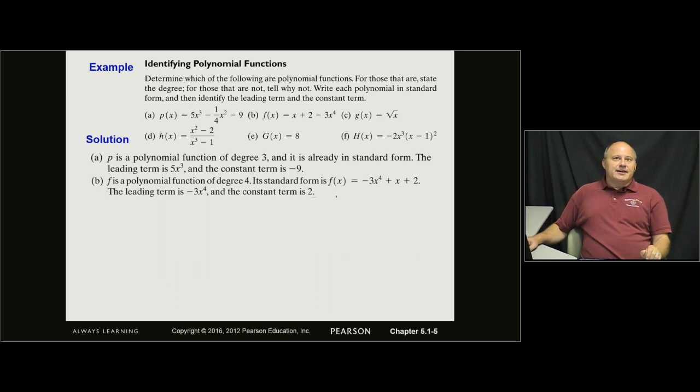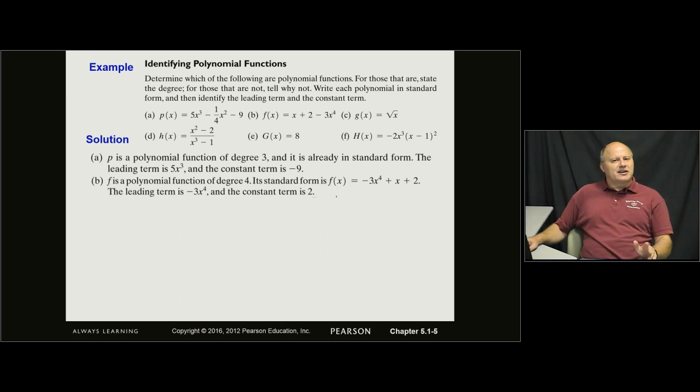First of all, the degree is 4 because that's the largest exponent. Standard form, notice they rearranged the terms: negative 3x to the fourth plus x plus 2. So we have to put it from the largest degree to the smallest degree. Okay, so the leading term is negative 3x to the fourth, and the constant term is 2.